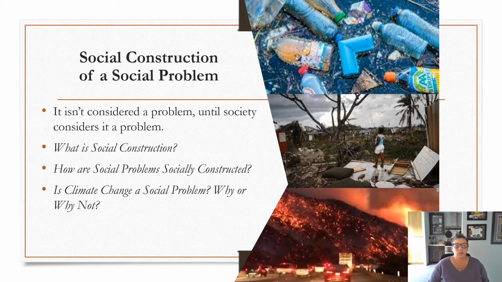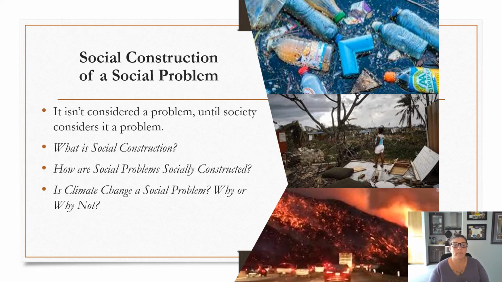So what do we mean when we talk about a social construction of a social problem? Well, something isn't considered a social problem until society considers it a social problem. So we can have those huge fires that we have in Northern California. We can have gigantic trash and plastic islands in the ocean. We can have huge devastation from climate change.